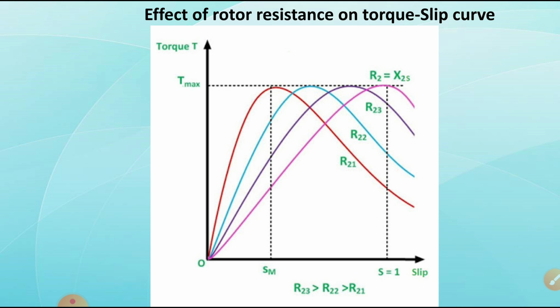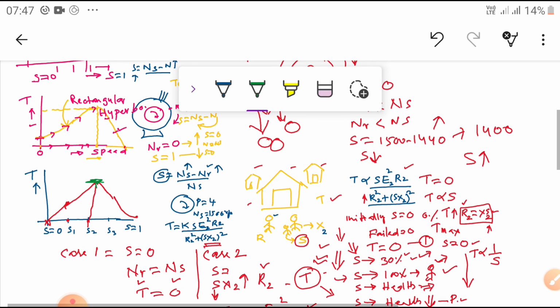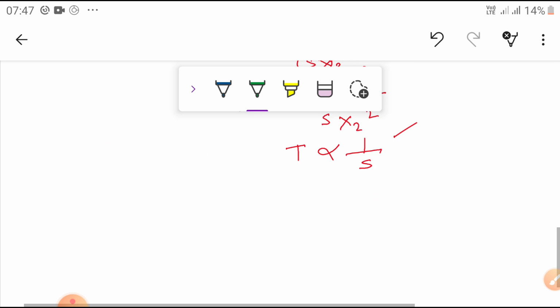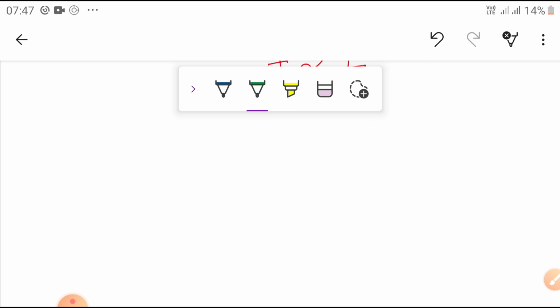Now, effect of rotor resistance on the torque slip curve. This is what I want you to note. We will see that thing. So let us go to this. Now, effect of rotor resistance on the torque slip curve. We take the same thing.